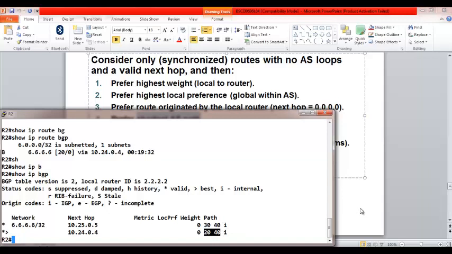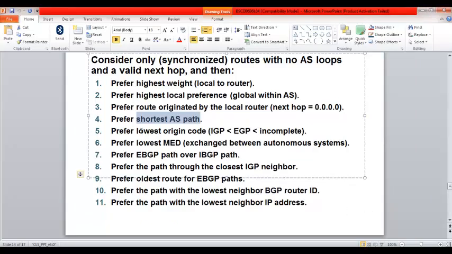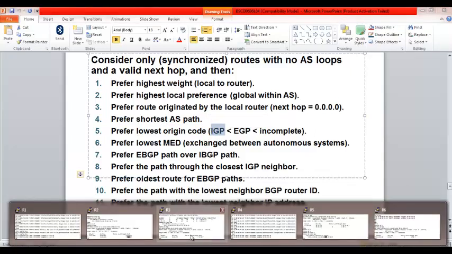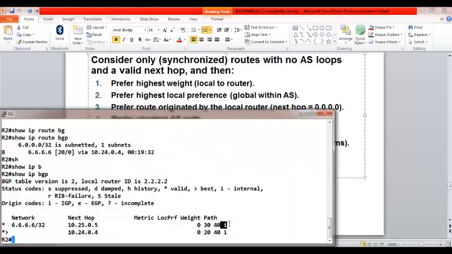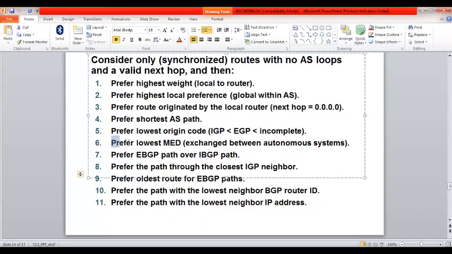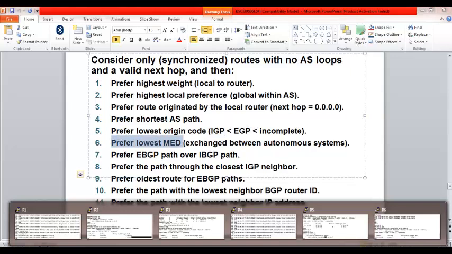Now after this comes the MED, right? Sorry, the lowest origin code. Is anything advertised or redistributed? Both are advertised. I don't see redistribution. You see, both are I. If you had a question mark, it would have preferred I and ignored the question mark. But there is no question mark. There's only I. So there is a tie in this. Now it prefers the lowest MED. There is no MED set.